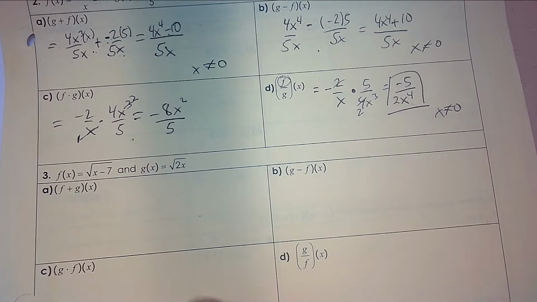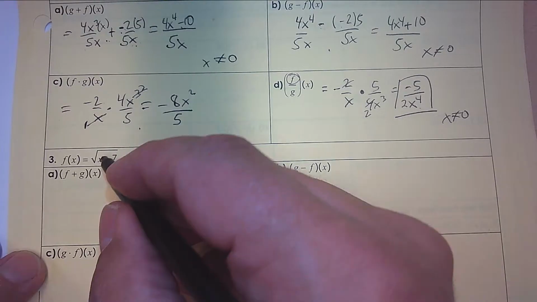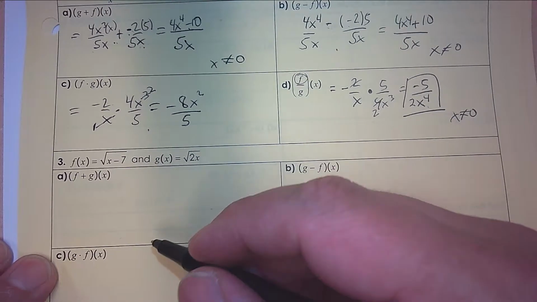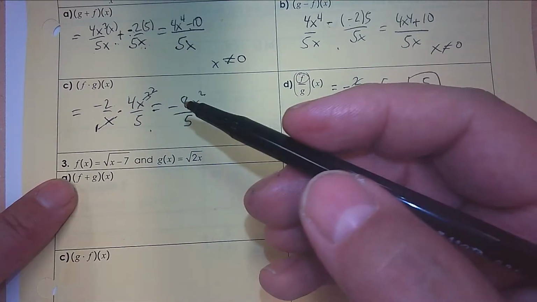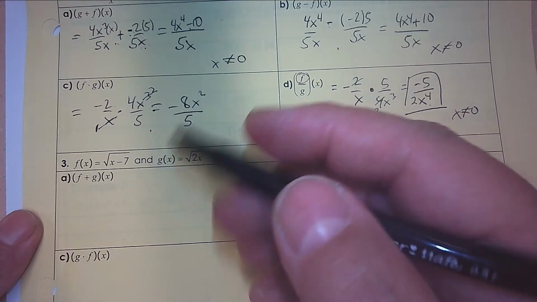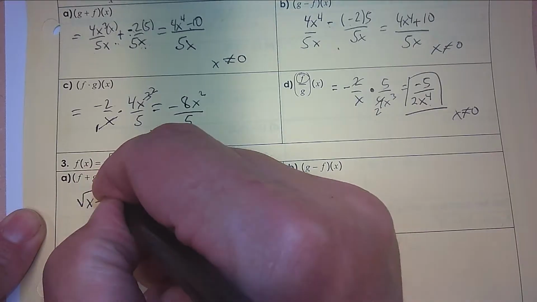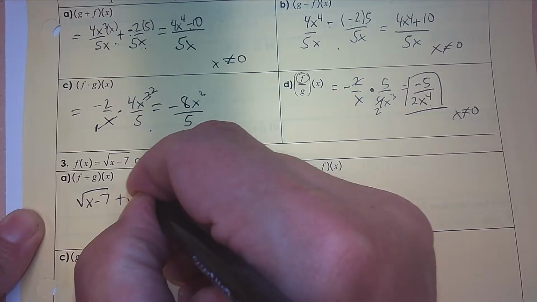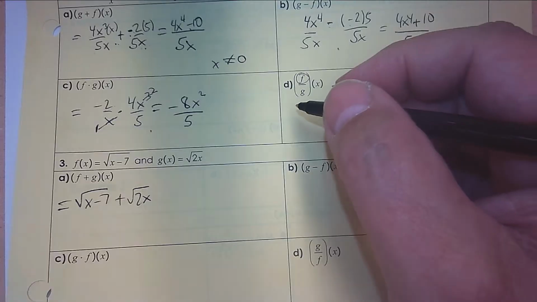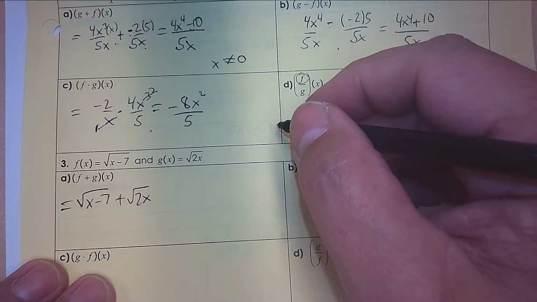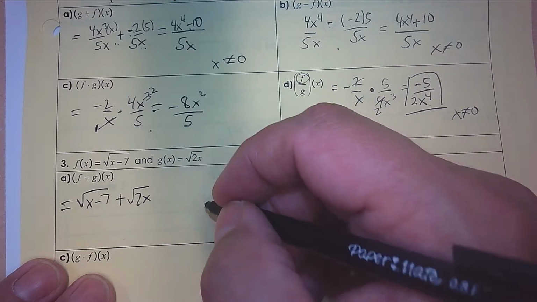Number 3, now we have some radicals, so it's a different way of thinking through what we're going to do. All right, let's add them together. Well, you can only add like radicals. So the square root of x subtract 7 and root 2x are not. So all you can do is put them beside each other because they're not like radicals. Now, what would the domain be?